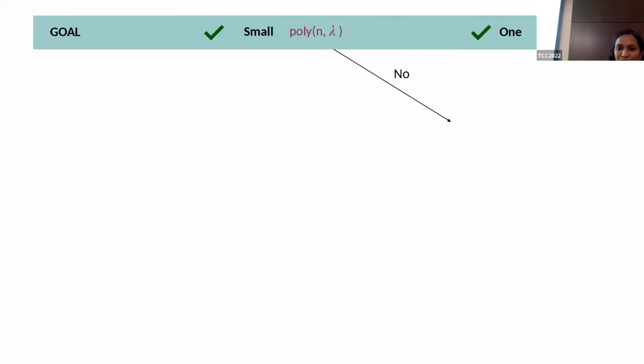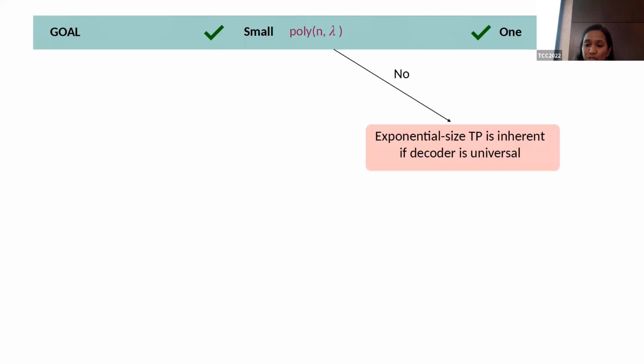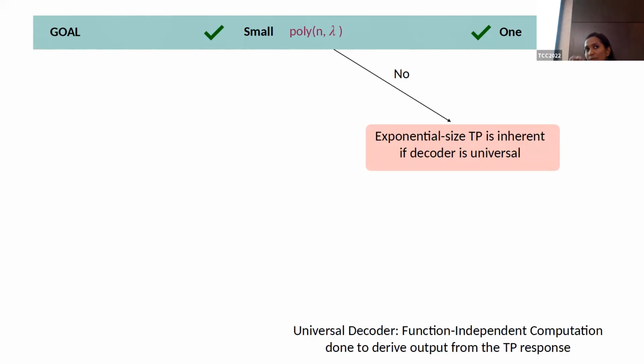But we started on a very negative note, because for a large class of protocols, we showed that in fact you have to make the TP do work that is exponential in the number of parties if your decoder is universal. What I mean by the decoder being universal is that once you invoke the TP, you're just allowed to invoke it one time and you get a response. Then the computation that you do to derive the output from this response, if we assume that it's independent of the function to be computed, we showed that exponential size is inherent.